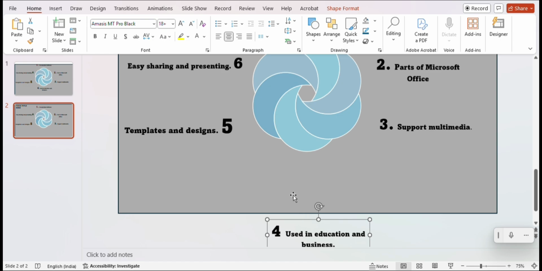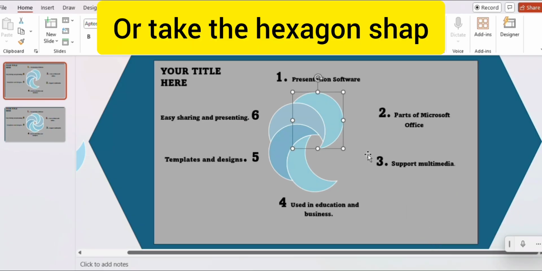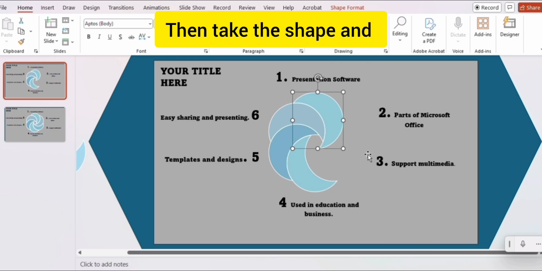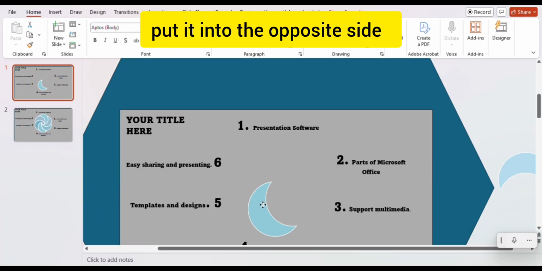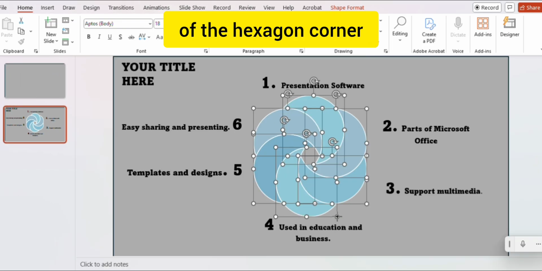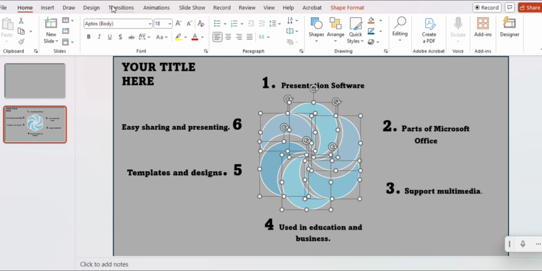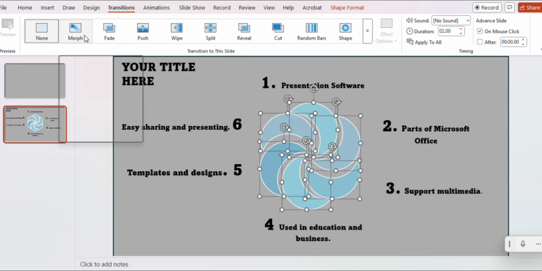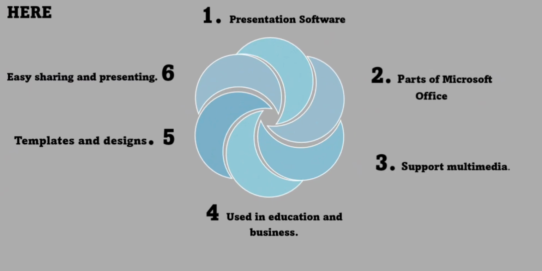For a cleaner animation, move all the shapes, text, and titles slightly outside the slide. Finally, resize and arrange all the elements properly. Go to the Transitions tab and select Morph. That's it. Your professional animated PowerPoint slide is ready.